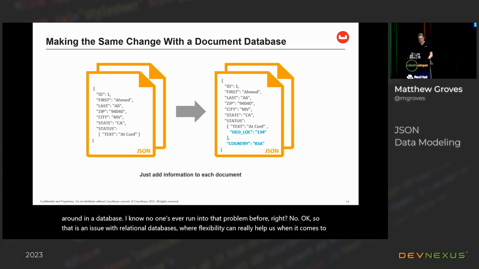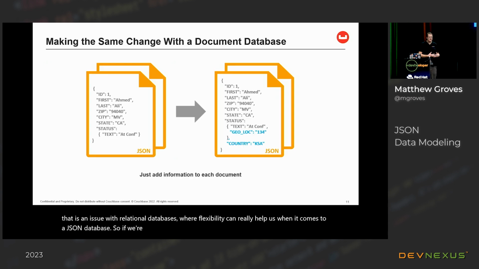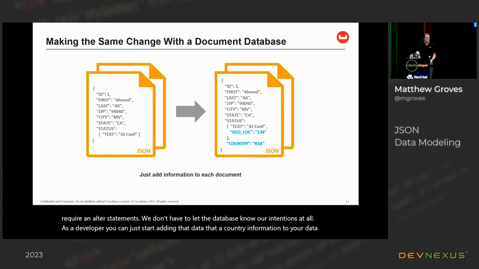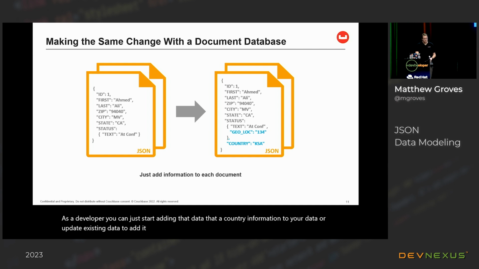So that is an issue with relational databases where flexibility can really help us when it comes to a JSON database. If we're going to make this change in a document database, it does not require an alter statement. We don't have to let the database know our intentions at all. As a developer, you can just start adding that country information to your data, or update existing data to add it. It does not require every document in a given collection to have a country.